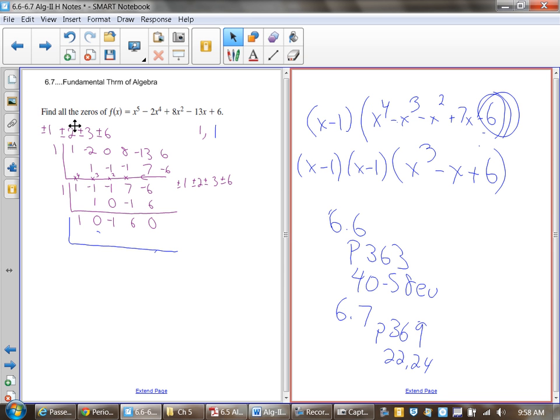In the 6.7, I did not give you anything that had an imaginary solution. We'll get into more of that tomorrow, and also rewriting out the polynomials given our zeros.